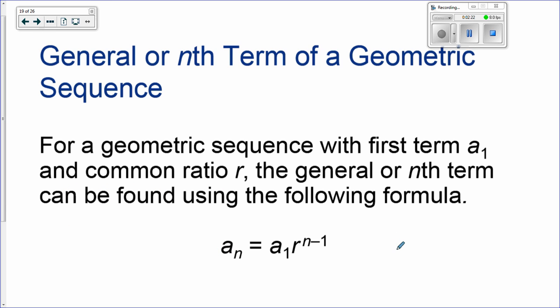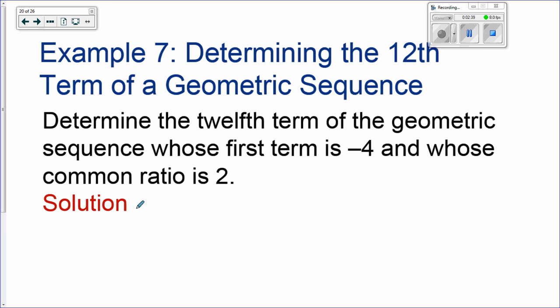Okay, so here's the general formula. A sub n equals a sub 1, r to the n minus 1, where r is the common ratio. This is the first term. This is any term in the sequence, depending on which one they want you to find. So different formula for the geometric.